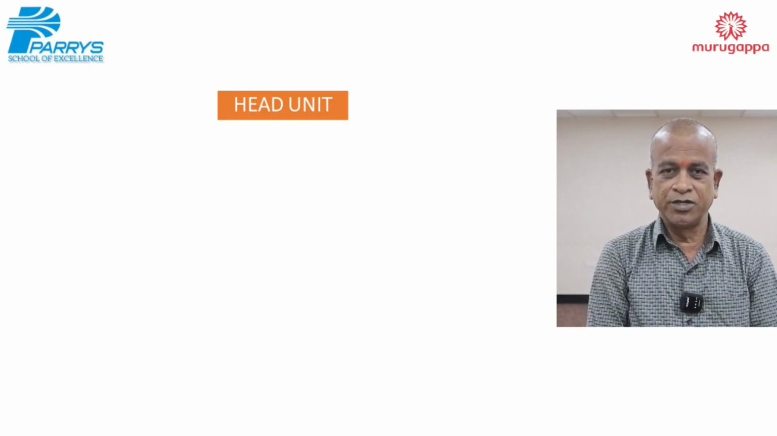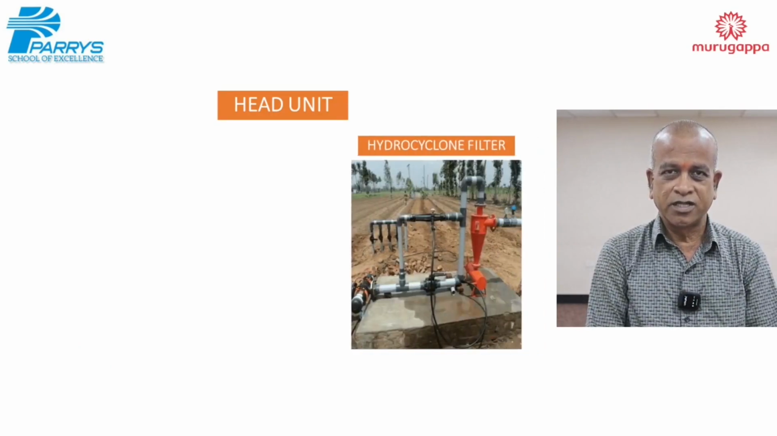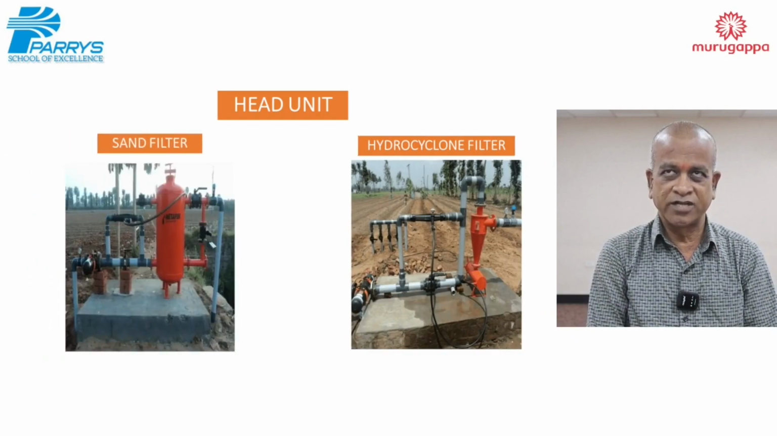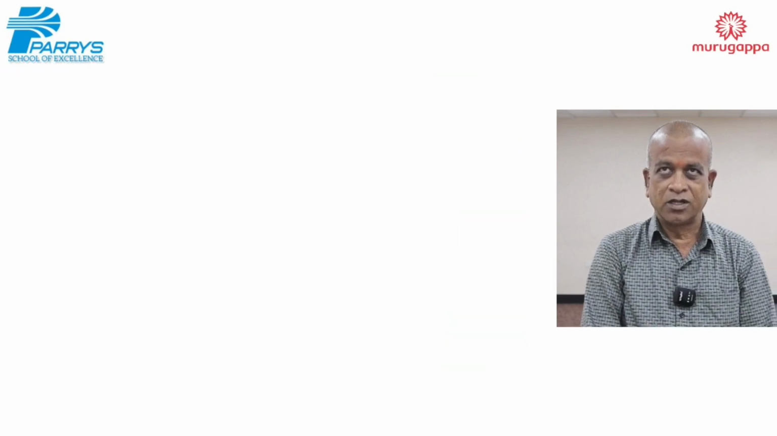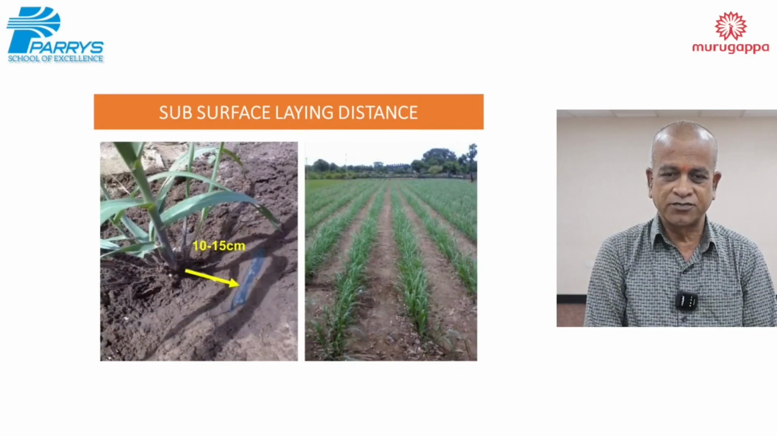In the head unit, we are required to filter the sand and the sand particles. There are two types of filters. One is a sand filter and the other is a hydrocyclone filter. As earlier, the lateral should be fixed 10 to 15 centimeter deep in the case of the subsurface model. But the optimum distance should be 10 to 15 centimeter from the root zone.